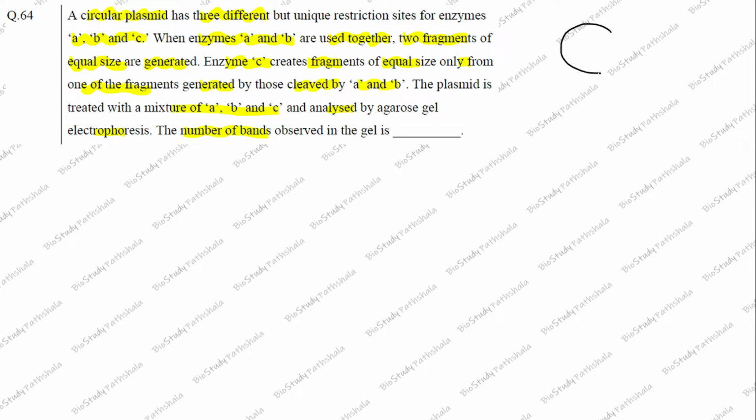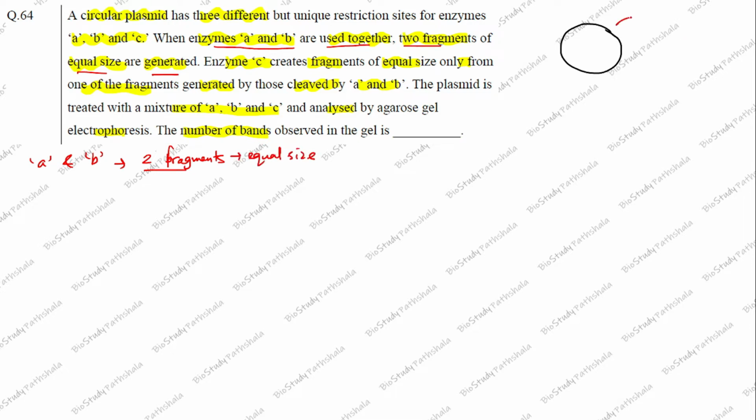For say this is a circular plasmid. So now this question states that enzymes A and B are used together, two fragments of equal size are generated. So if we treat this particular plasmid with A and B together, then two bands or two fragments are generated. And these two fragments are of equal size.